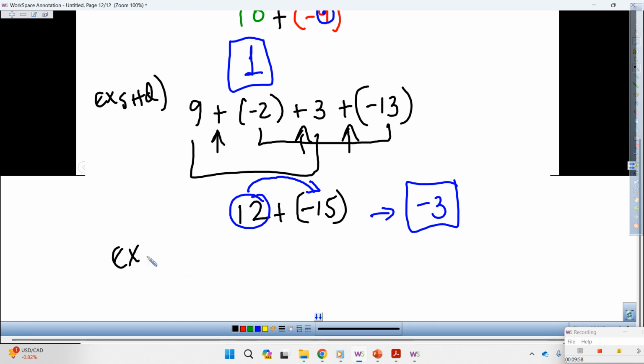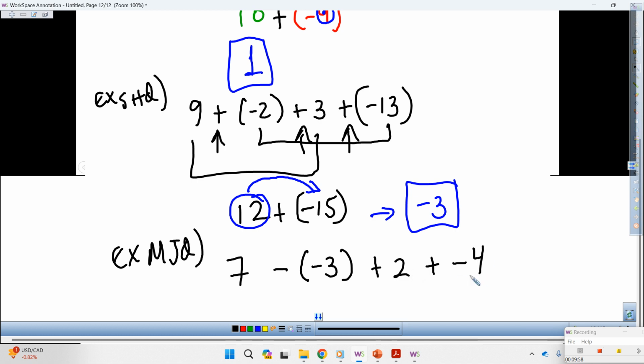Example MJQ. Let's do 7 minus, parentheses, -3, plus 2 plus -4.